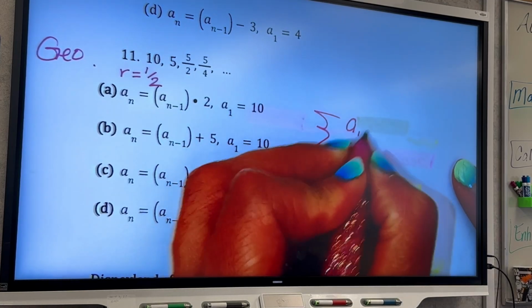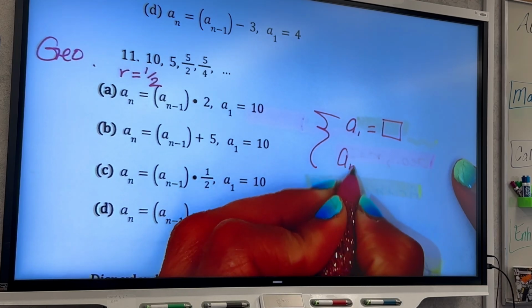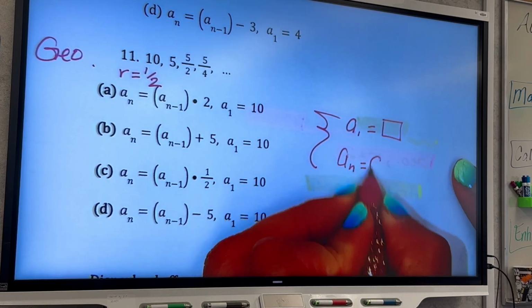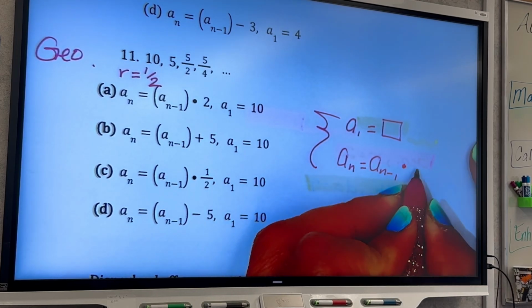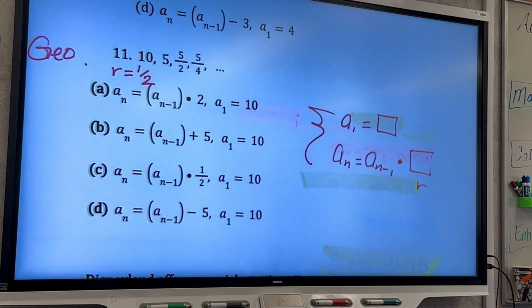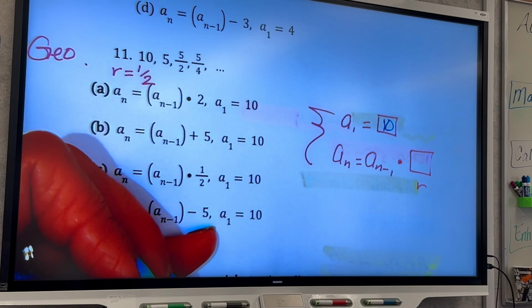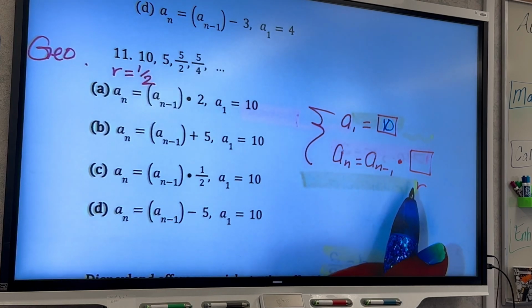So it starts off the same as the arithmetic one, except instead of adding or subtracting, it's multiplying by the common ratio. Okay, but it's set up very similar. What is the first term of this sequence? 10. And all four options say A1 equals 10. But what are we multiplying by?